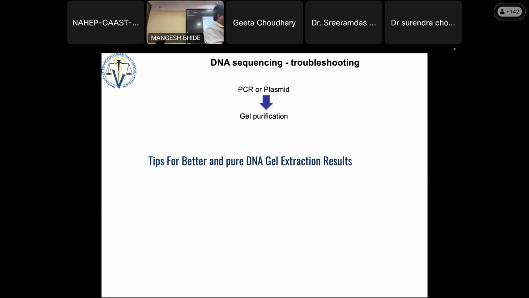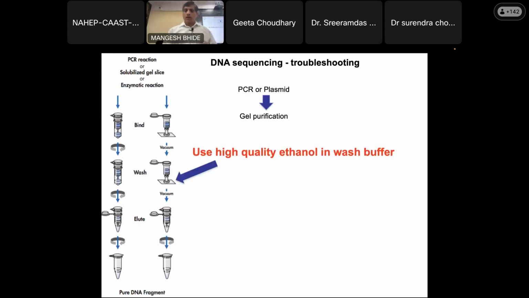Okay, so the purification step looks very easy. It is easy, but there are several problems. The kit comes from Qiagen or other companies, but ethanol unfortunately comes from you. You have to add ethanol in the washing buffer, and that's the main problem. These are the steps: binding, wash, elution, and in the washing buffer you have to add ethanol. Do not add ethanol from any company with low quality. Always use molecular grade, highly pure ethanol. Invest some money in that, but the result will be good.